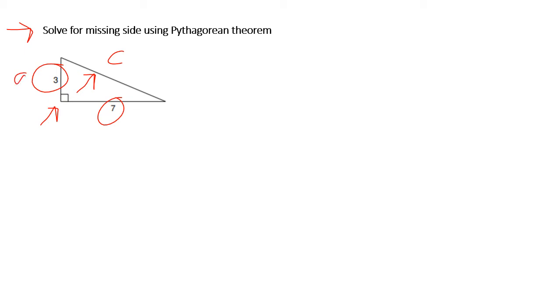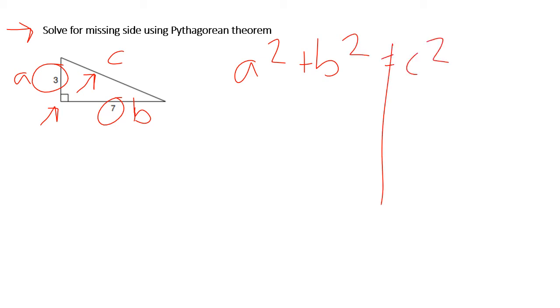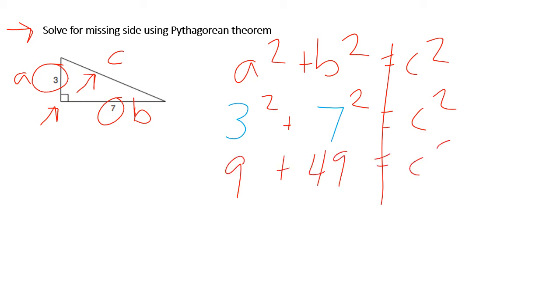So we have to figure out what side is a and what side is b. I'm just going to call this one a and this one b. Again, it doesn't matter, just assign them to something. So I have my formula here, a squared plus b squared is equal to c squared. I'm going to plug my numbers in. My a side is 3 and my b side is 7, and I'll make the squared signs here. My c side I don't know yet. 3 squared becomes 9, 7 squared is 49, and then equals c squared.